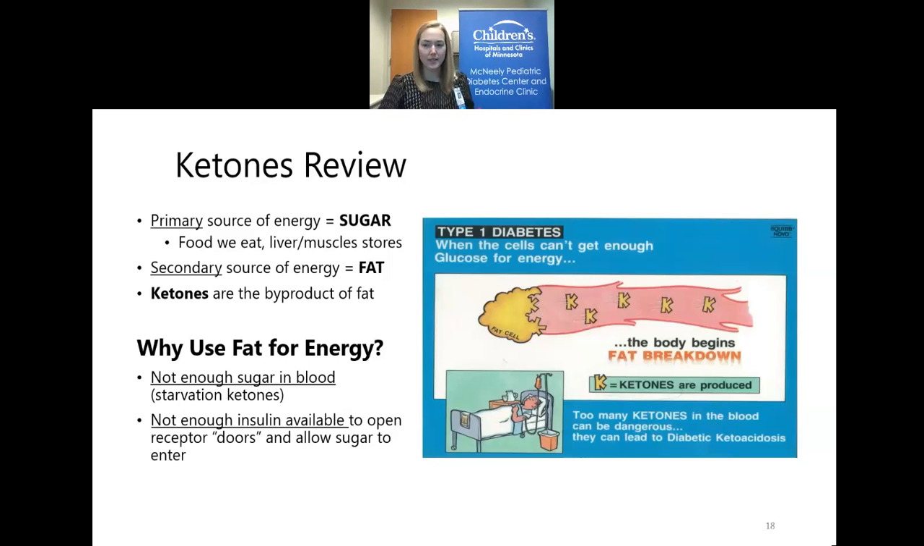Reason number two, and this is the reason that we focus on in this presentation and when we're using a pump, is if there is not enough insulin available to open those receptor doors and let the sugar in, the body is going to break down fat so that it can use the ketones for energy. So that's the second reason that we break down fat for energy, is if there's just not enough insulin available.